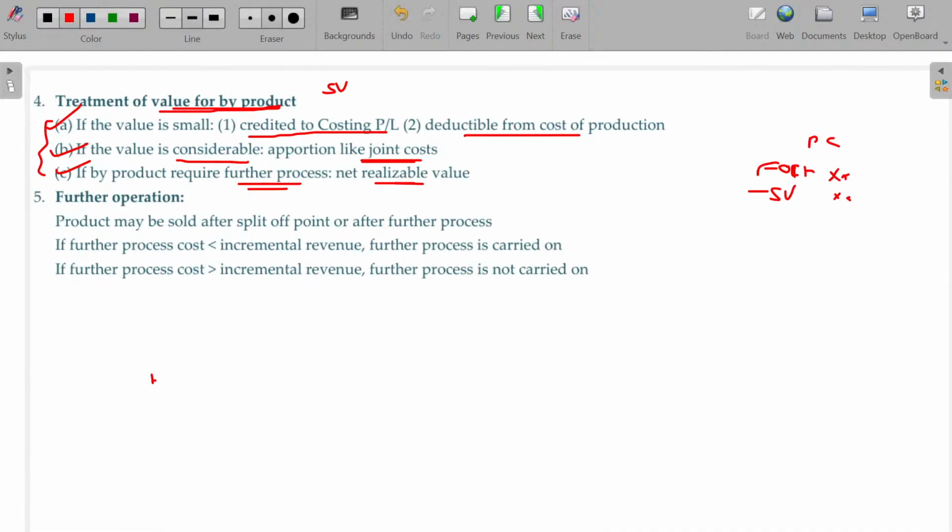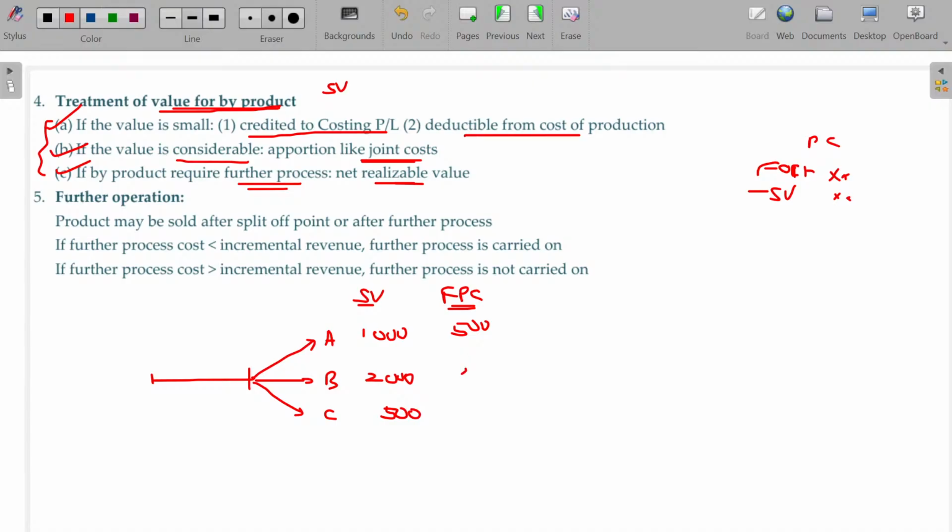See, in a joint process, we get three products emerged. Sale value at this point being 1000, 2000, 500. Further process cost being 500, 400 and 200. Sale value being, after further process, 1200, 2200, 1000.